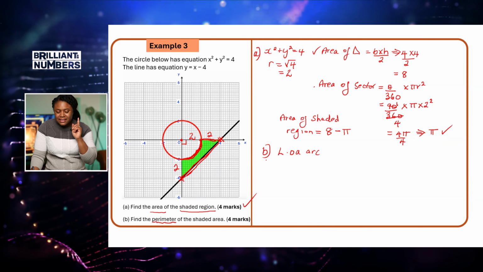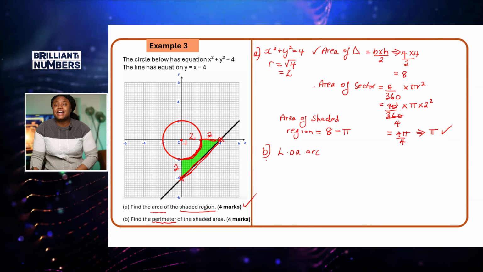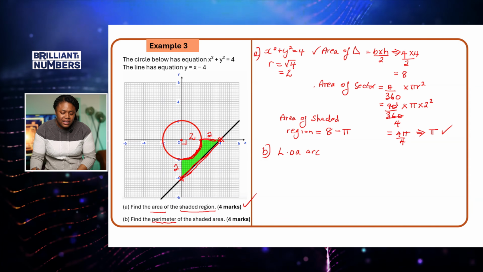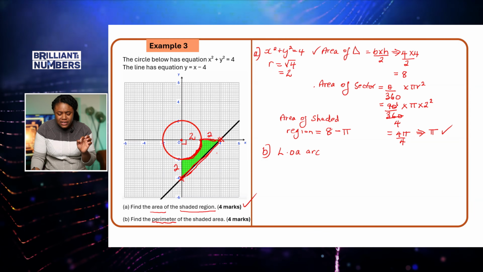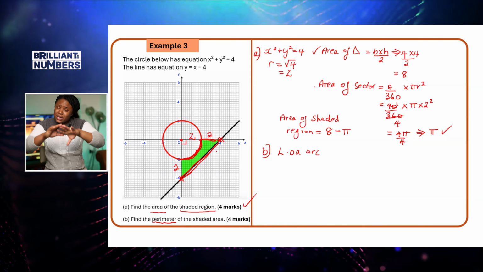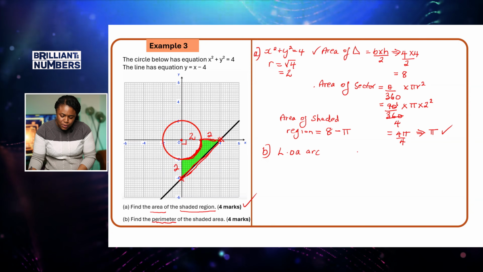Now you can see the length of that line is a part of the triangle, so therefore we can use Pythagoras' theorem again to find the length of that bit. So I'm going to find the length of the line first, then come back to do the length of the arc, and then we will add all of the 4 parts together. So let's go.